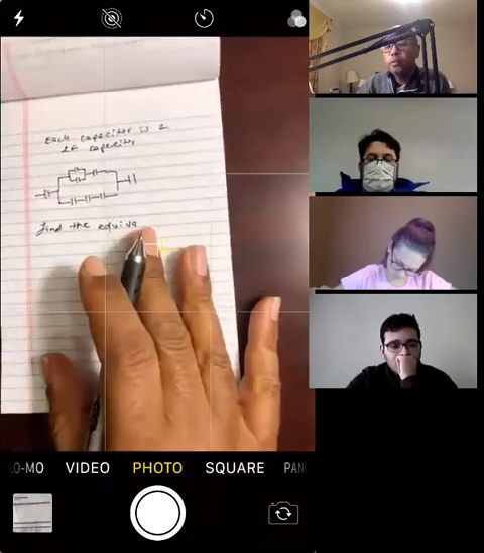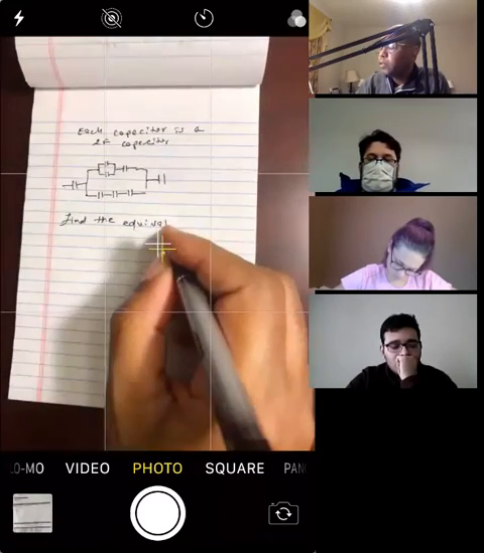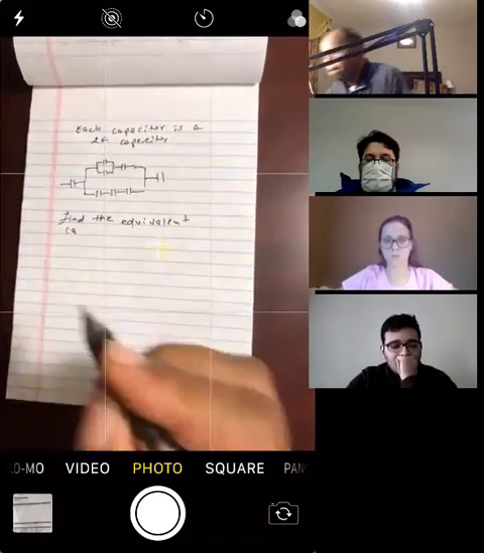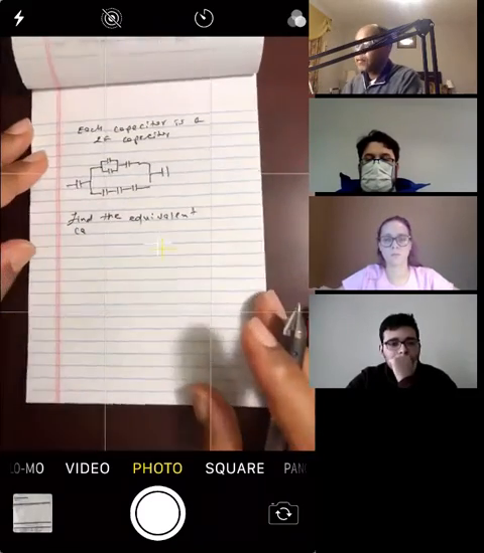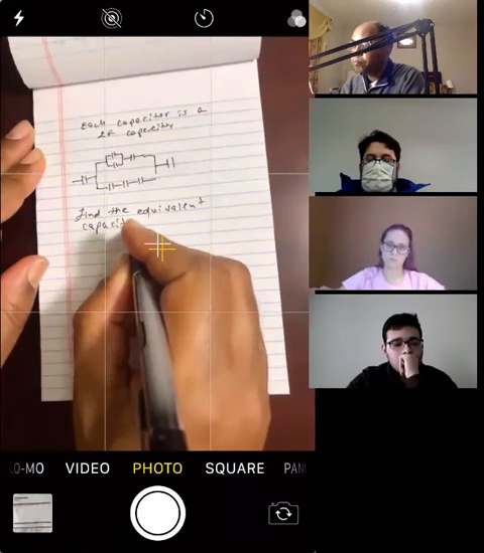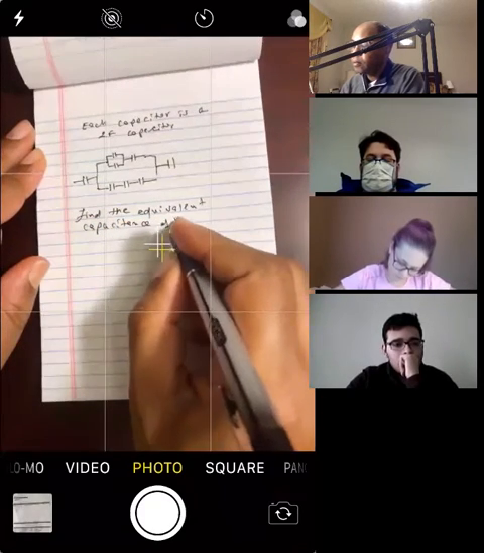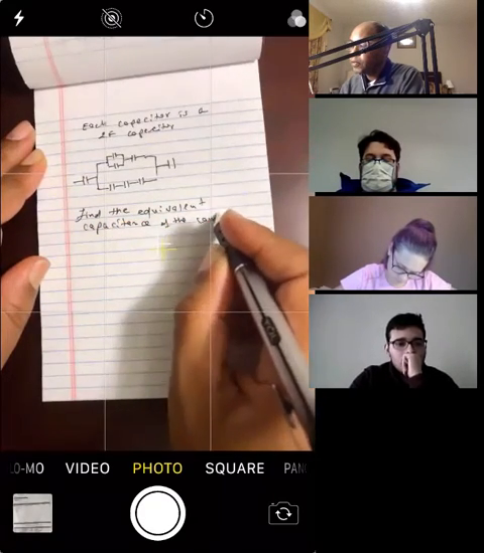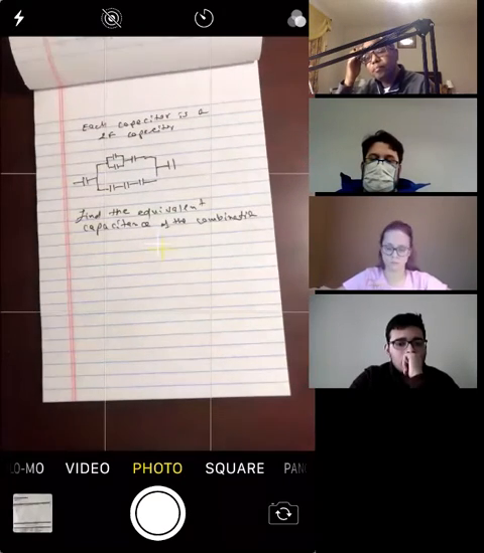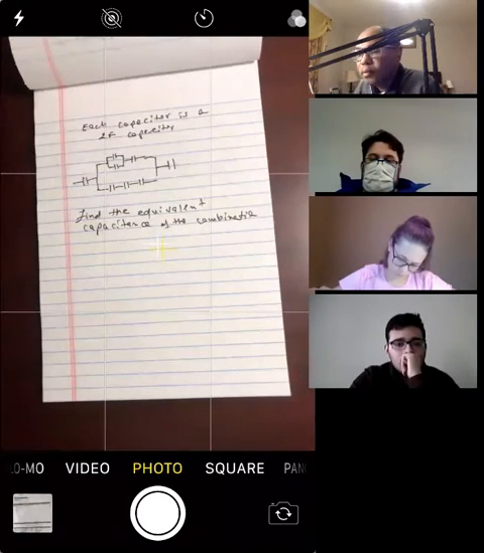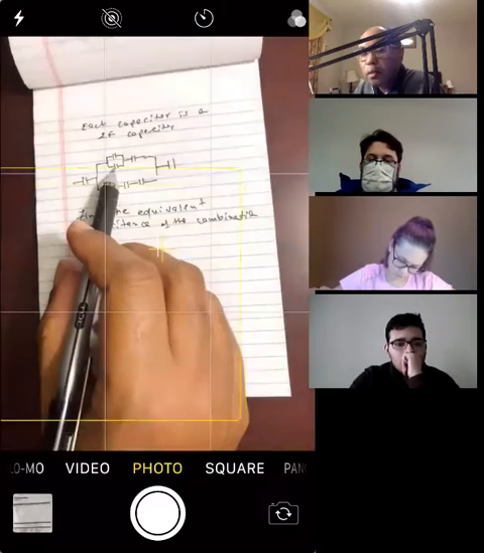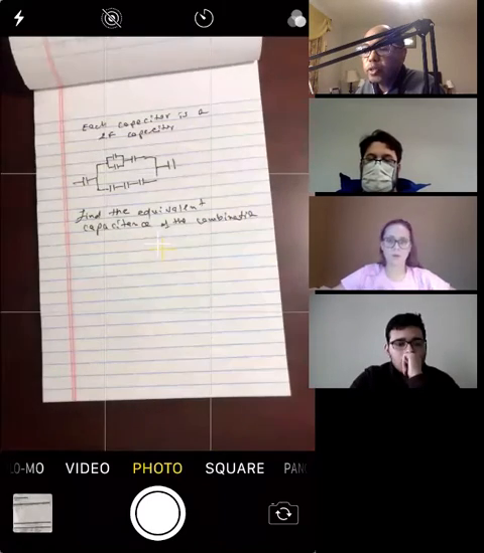Equivalent capacitance of the combination. How do you think we should go about it? We're going to combine the parallel using the parallel formula, and then the series using the series formula. That's what I'm going to do.